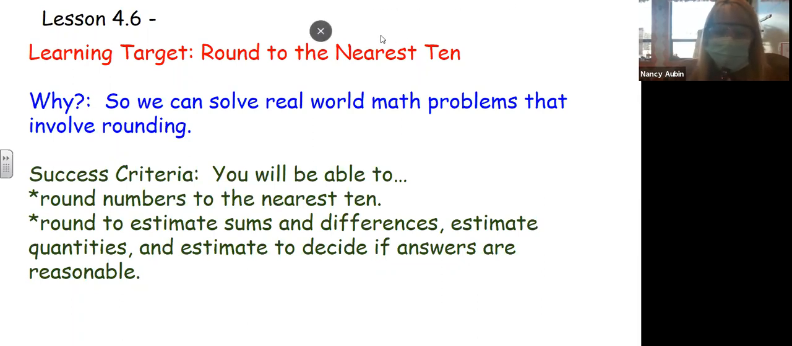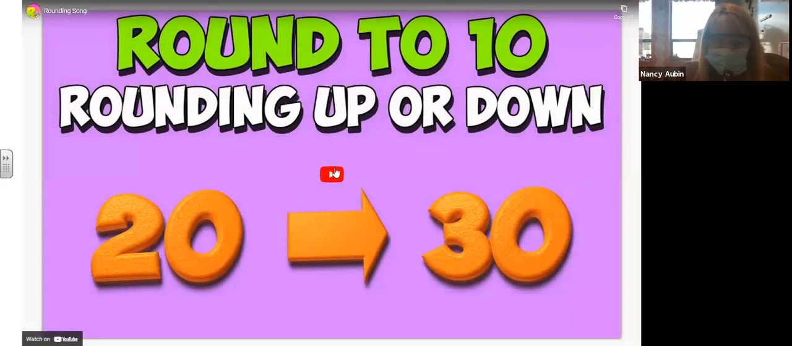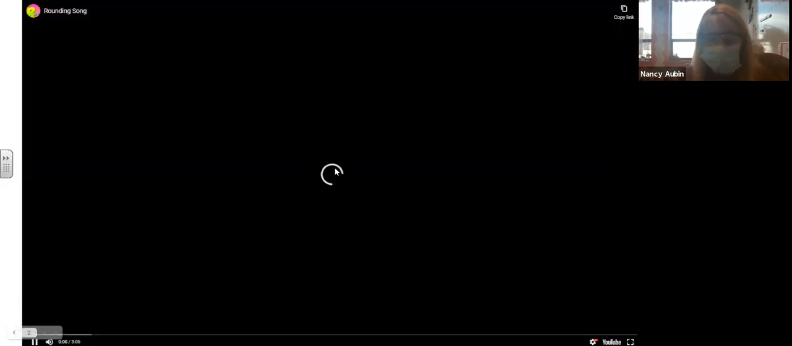Our success criteria today is to round numbers to the nearest 10, round to estimate sums and differences, quantities, and then decide if answers are reasonable. So a lot of things to do. Let's go ahead and build our schema. So watch and learn.